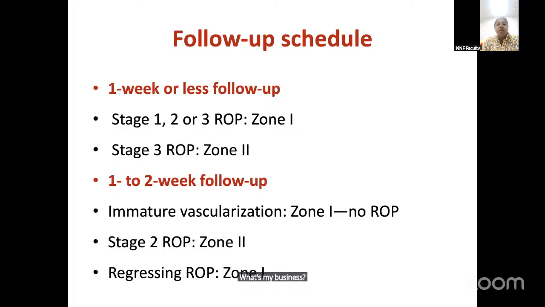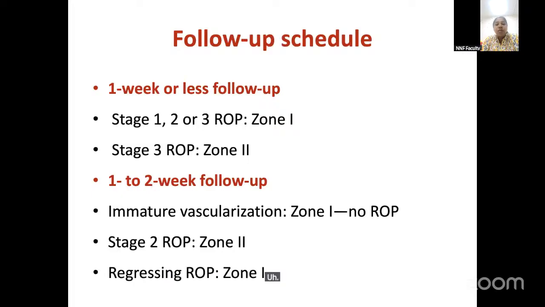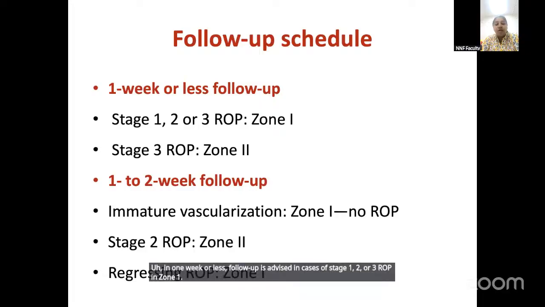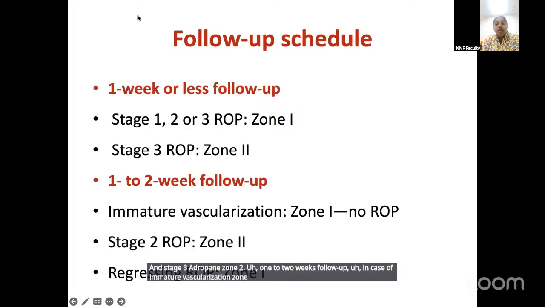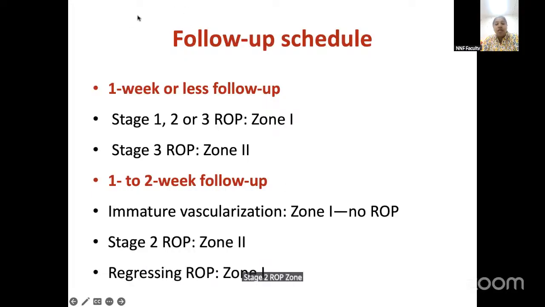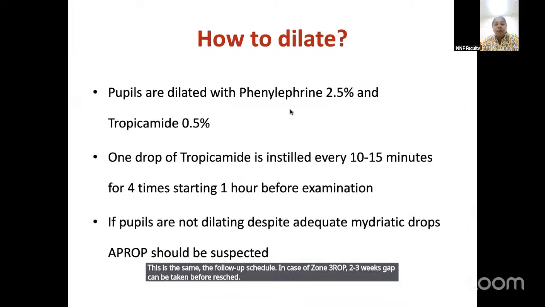Now, follow-up schedules. These are to be advised by the ophthalmologist who is screening for ROP. In 1 week or less, follow-up is advised in cases of stage 1, 2, or 3 ROP in zone 1 and stage 3 ROP in zone 2. 1 to 2 weeks follow-up in case of immature vascularization zone 1, that is no ROP, stage 2 ROP zone 2, and regressing ROP in zone 1. This is the same, the follow-up schedule. In case of zone 3 ROP, a 2 to 3 weeks gap can be taken before rescreening.